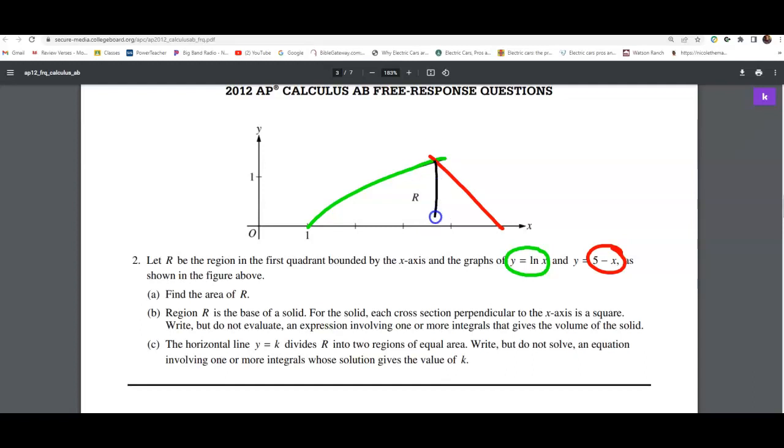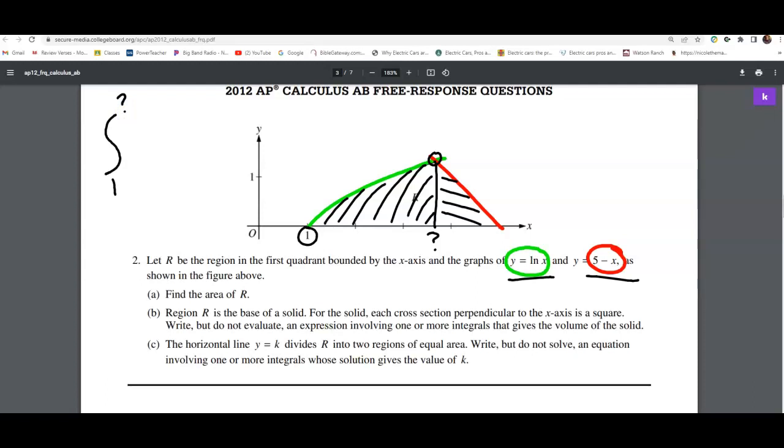For this problem, you're going to have to find the area in two parts. First, you find this area, the area under the curve of ln. Then we're going to find the area under the curve of the red line, and add them together. The way that's going to work is we're going to do an integral starting at x equals 1 up to this point. I don't know what that is, but we'll figure that out in a minute.